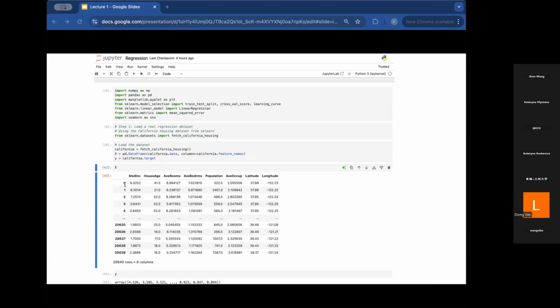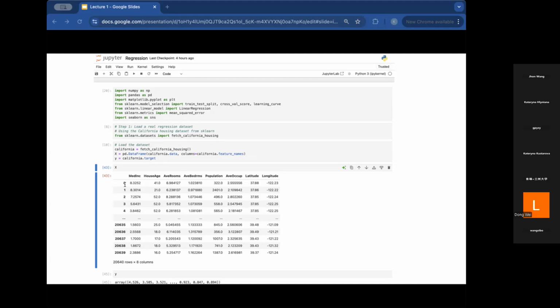In the first cell, we are using several important Python libraries. First of all, NumPy is particularly useful for handling data preprocessing and performing numerical computations. Then pandas is used for data manipulation. We're working with data frames.